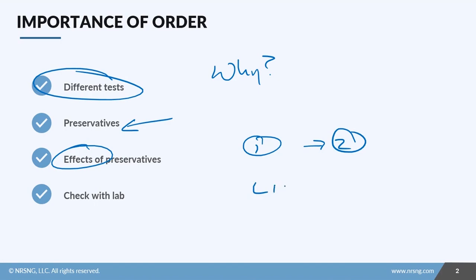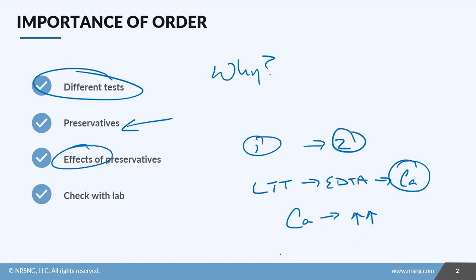There's this thing called a lavender top tube, or purple top, and this purple top has an additive in it called EDTA, which is an anti-clotting additive. And EDTA has a lot of calcium in it. And let's say you put the syringe in that tube first before you actually send out your calcium, and you're getting a calcium test on your patient. That actually could contaminate that sample, and the calcium could end up being really high when it's actually not. This is just an example of why we do this.